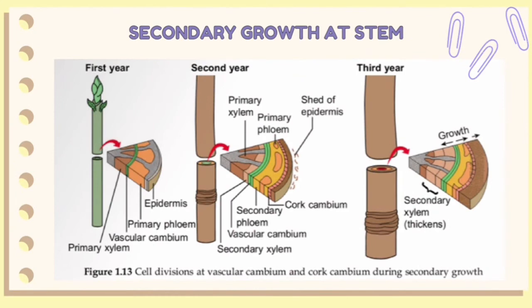Now, we are going to take a closer look at secondary growth within the stem. This diagram shows the growth of plants for 3 years. As you can see, in the first year, the plant is non-woody, but as it goes on to the 3rd year, it develops a woody layer. This is known as secondary growth. I am going to teach you 4 steps of the secondary growth at stems.